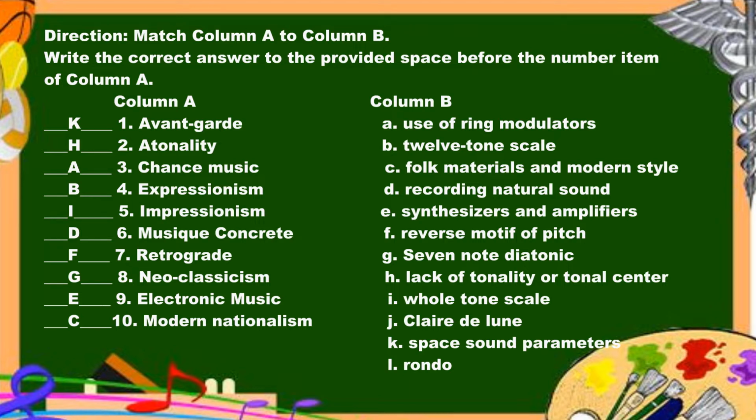Number 6, musique concrète. Letter D is the answer, which is recording natural sound. Number 7, retrograde. The answer is letter F, reverse motive of pitch. Number 8, neoclassicism. The answer is letter G, which is 7-note diatonic. Number 9, electronic music. The answer is letter E, synthesizers and amplifiers. And last number, modern nationalism. The answer is letter C, folk materials and modern style.